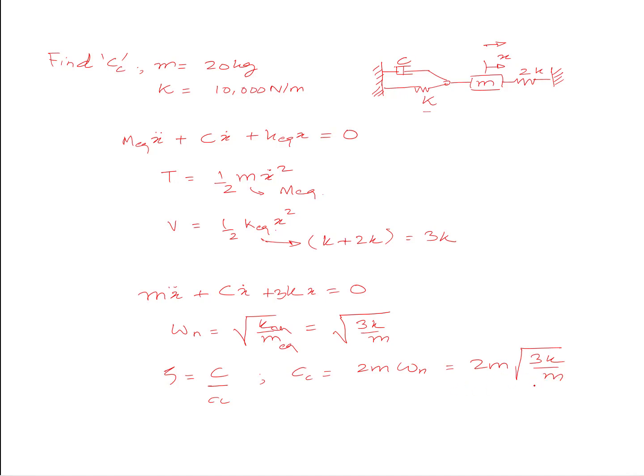So you know what m is, which is equal to 20, and k is equal to 10,000 Newton per meter. Then you will get Cc, which is equal to 1549 Newton second per meter. Please check the calculations, but overall, this is how you can solve this problem using the energy methods. Okay, thank you.